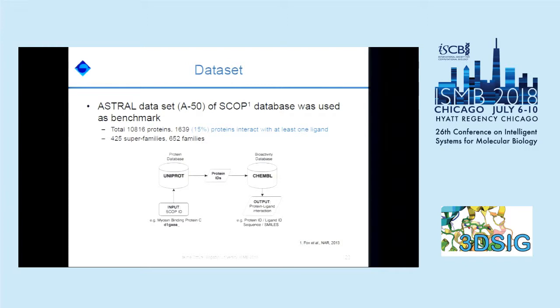Initially, in this a50 subset, there were 11,000 proteins, but since our approach requires proteins to interact with ligands, we took the proteins that have at least one interacting ligand, so we filtered out the ones with no ligand interaction. For our pipeline for the protein-ligand interaction collection, we took the SCOPe ID of the protein and went to UniProt. Using that UniProt ID, we collected the interacting ligands from ChEMBL along with the SMILES strings of the ligands.